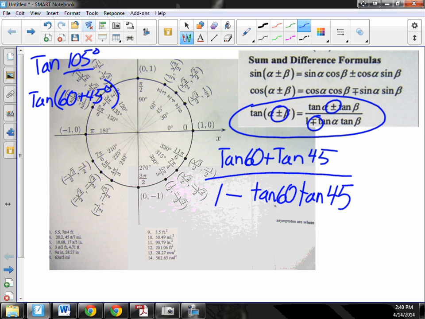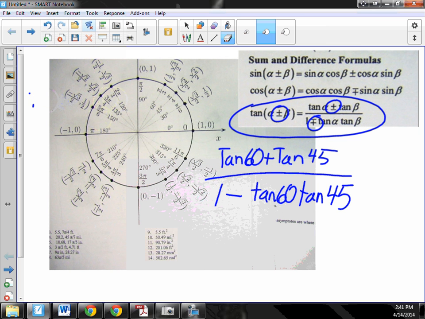Everybody understand that? Now we're going to have to find lots of x's and lots of y's, and it's always y times the reciprocal of x. So tangent is sine over cosine. You take the y value, you divide it by the x value, which means y value times reciprocal of x value. Okay?